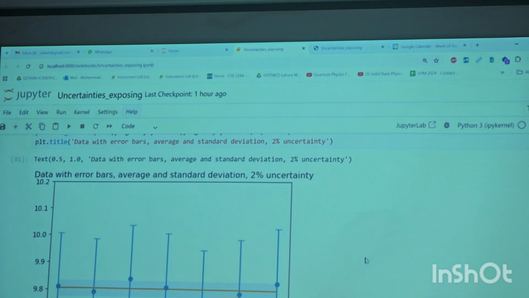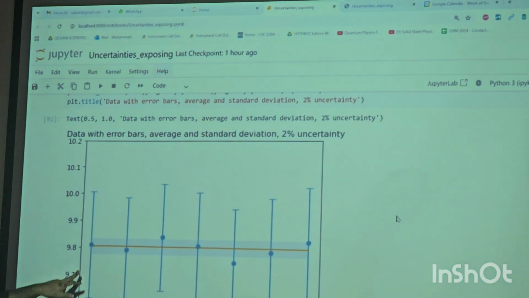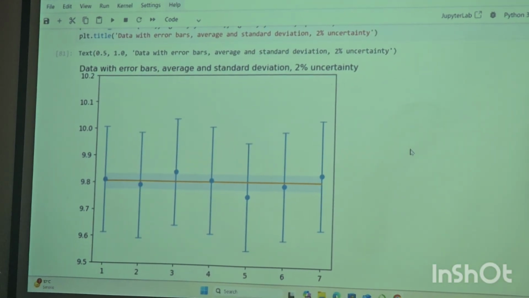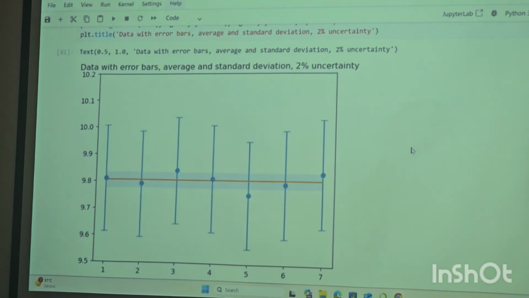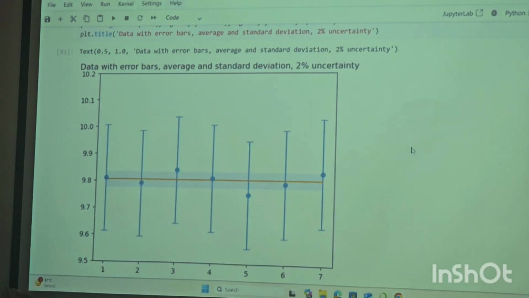Now, if you look at this data set, the points are still the same, the mean is still the same, nothing changes. This is my standard deviation band, but now the points have a very large type B uncertainty. So it is not allowed, it's impermissible, it's forbidden not to take into account the type B uncertainty. Type B uncertainty has to be taken into account.